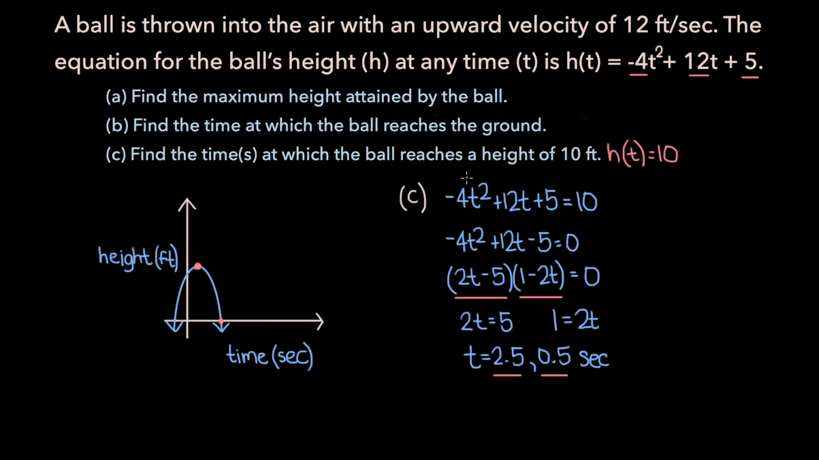Just to recap, we wanted to find out when h of t is equal to 10. So we moved the 10 to the left-hand side, and we got this equation. Some equations are easily factorable, and for those equations, it's a lot faster to find the x-intercepts than it is using the quadratic. And so that's why I want to show you this example. This equation is a little bit more difficult to factor, but when you do factor it, you get 2t minus 5 times 1 minus 2t equals 0. And this equation is equal to 0 when 2t minus 5 is equal to 0, which is at 2.5 seconds, or when 1 minus 2t is equal to 0, which is at 0.5 seconds. And so that's all there is to part C.